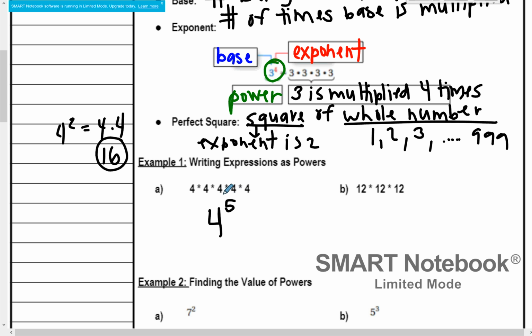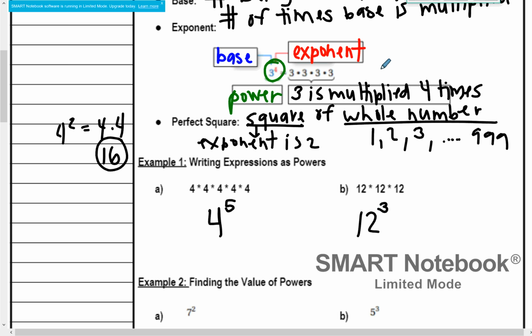The next one. Again, our base is the number that's being multiplied, our big number. So 12 times 12 times 12. 12 is being multiplied, that's our base. And we use our exponent for how many times we're multiplying 12. So 1, 2, 3. This will be written as 12 to the third power.